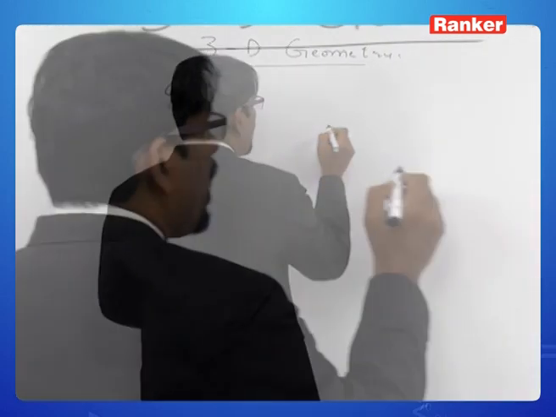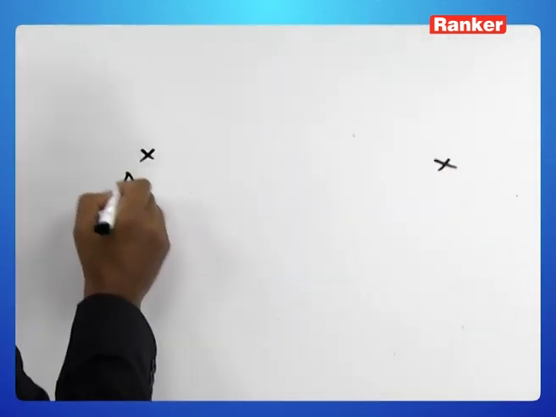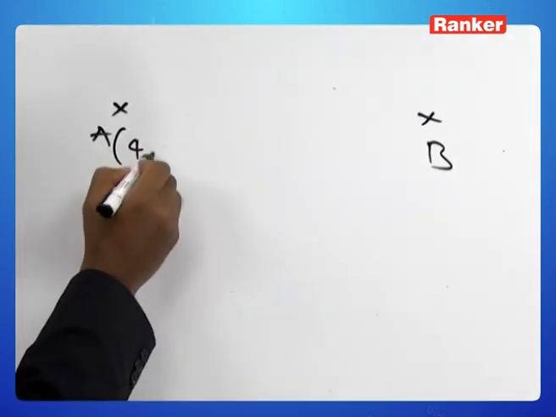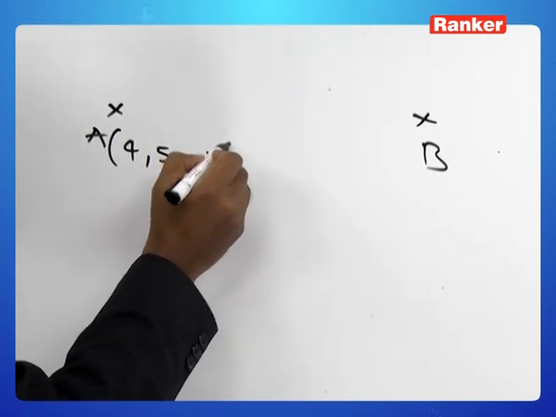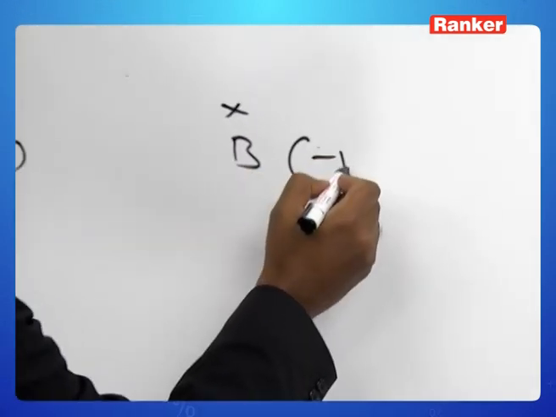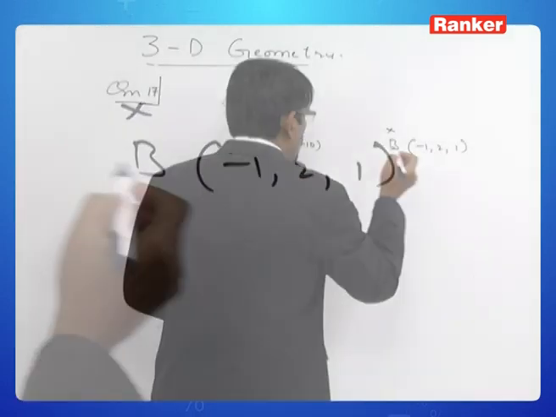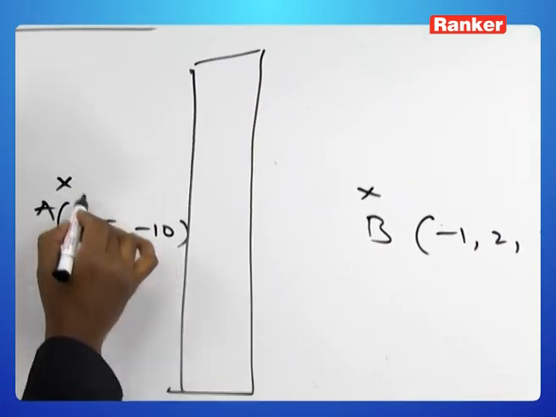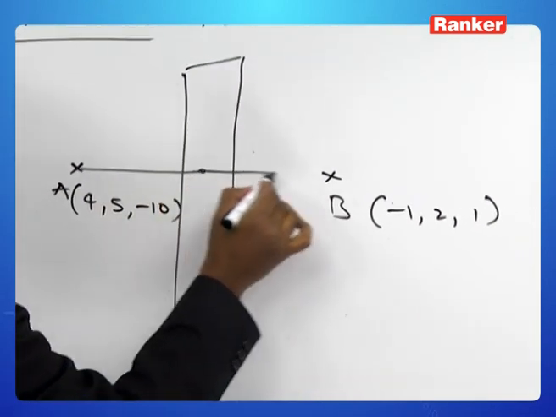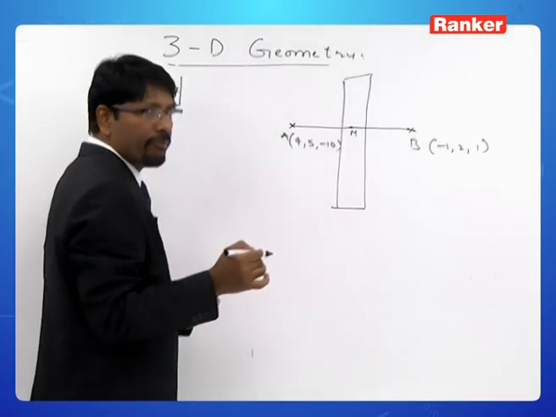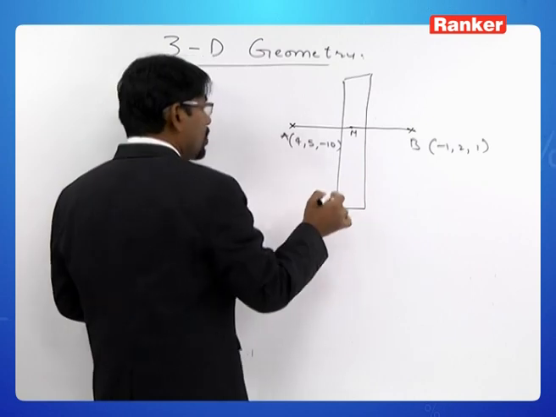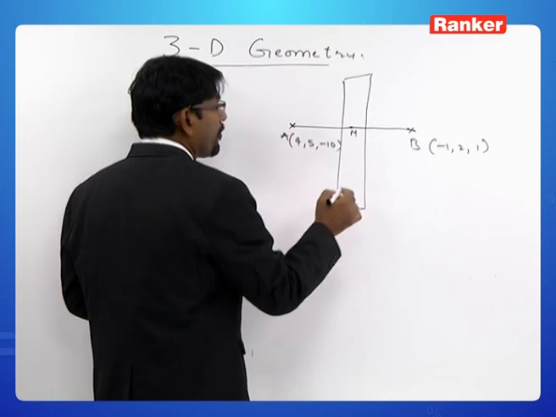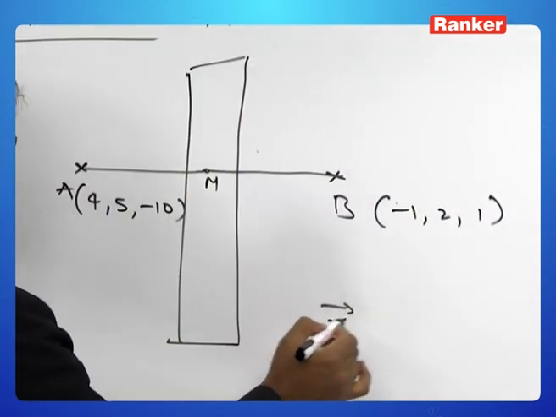Here we are interested in finding the plane which will go midway between this segment AB. A is 4, 5, minus 10 and B has the coordinates minus 1, 2, 1. And that plane has to be perpendicular to AB. So the midpoint of AB, say M, lies on the plane, and also it has to be perpendicular to it. Because the options are all given in the vector form, let's write the equation in the vector form.